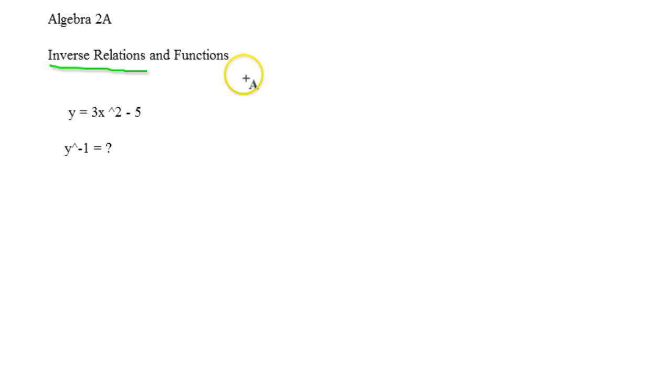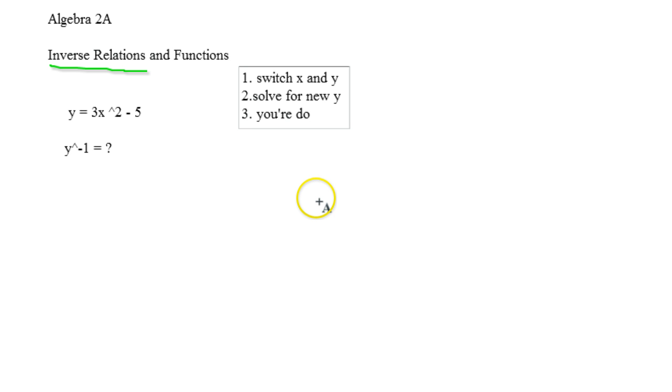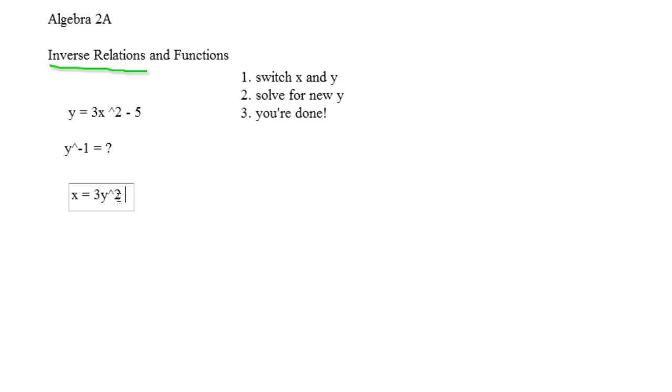Well, step number 1, switch x and y. Step number 2, solve for the new y. Step number 3, you're done. Simple as that. Now you can check your answer, but you're going to have to do this one method I'm going to talk about. So we switch the x and y, and the equation becomes x equals 3y squared minus 5, and just work that way.